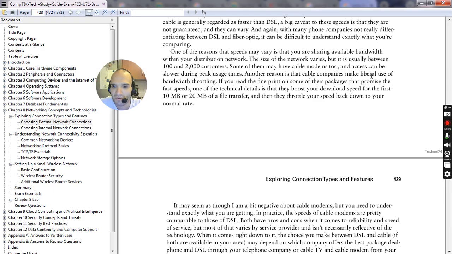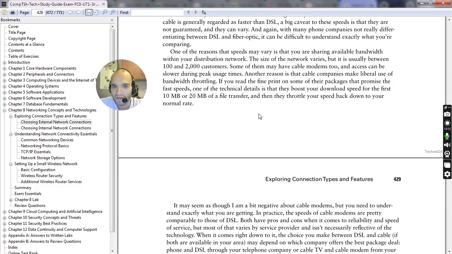Another reason is that cable companies make liberal use of bandwidth throttling. If you read the fine print on some of their packages that promise the fast speeds, one of the technical details is that they boost your download speed for the first 10 or 20 megabits.